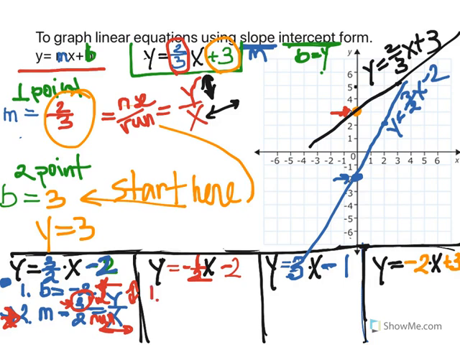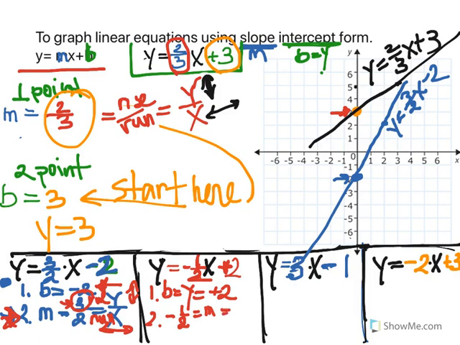Okay, let's go graph the next one. Again, first, what is your y-intercept? What's your b? What's your y? Y is negative 2. Okay, let's do positive 2, because we already did negative 2. Okay, positive 2. And my slope is negative 1 over 2. So here is my slope. My slope is m.